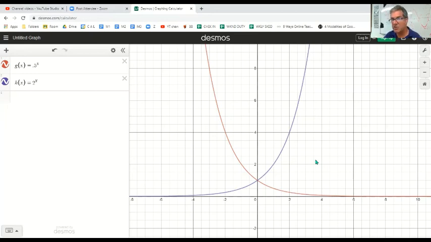1/2 to the x is a decreasing function that decreases in pretty much the same way that 2 to the x increases. In fact, when we do this in the transformations chapter, later in your progression through mathematics, you're going to find out that this is a transformation of the basic doubling function, the halving function, which is 0.5 to the x. So that kind of makes sense.